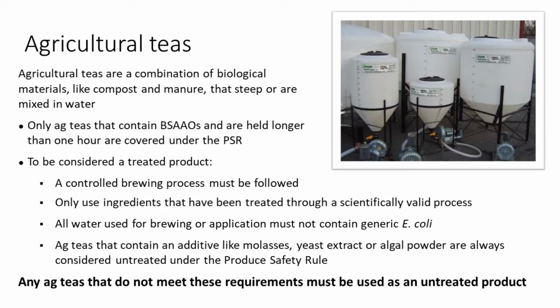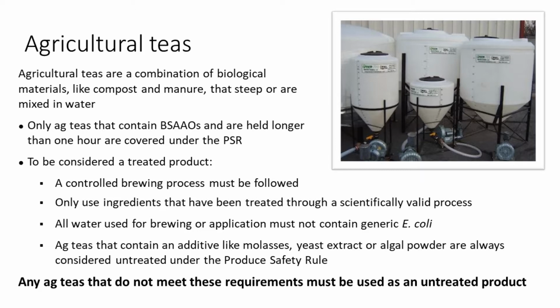So only those ag teas that contain biological soil amendments of animal origin, so those products that Adrian talked about, those are the only ones we think about under the produce safety rule. They are held longer than 1 hour. That's another caveat under the rule. And I'll talk more about that in a couple of minutes. But the produce safety rule specifically says that if you make an agricultural tea and it sits longer than 1 hour, then it's considered an ag tea under the produce safety rule.